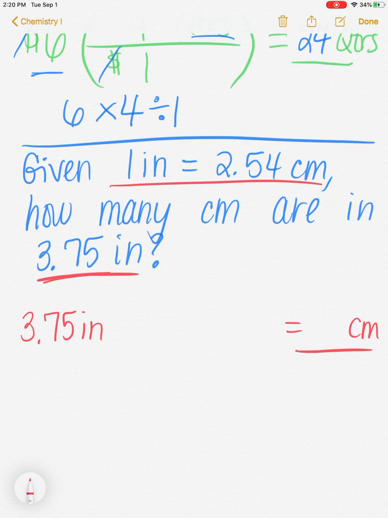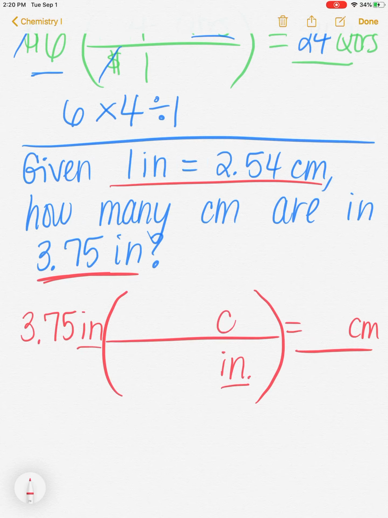All right, so I look, do I have an equivalency? Yes, I do. I have that 1 inch is 2.54 centimeters. So I'm going to draw my factor. I'm going to put inches in the bottom of my factor because that's the unit I want to lose, and I'm going to put centimeters in the top because that's what I want to gain. Now to figure out what numbers I should plug in, I have to go back to my equivalency here, that 1 inch is 2.54 centimeters.